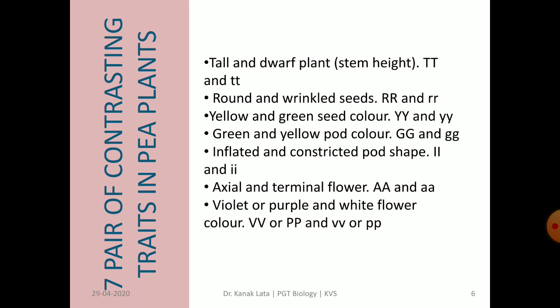Another contrasting trait is inflated and constricted pod shape, in which inflated is dominant, denoted by capital I, and constricted is recessive, denoted by small i. Next is axial and terminal flower, where axial is dominant, denoted by capital A, and terminal is recessive, denoted by small a. And the last one is violet or purple and white flower. Here violet or purple is dominant, denoted by either capital V or capital P.